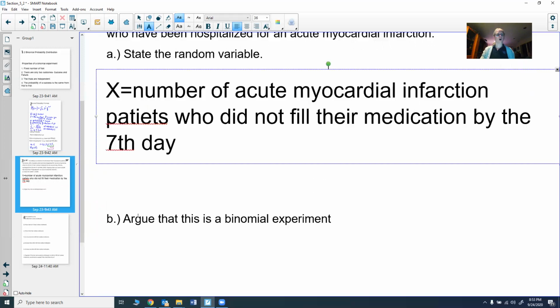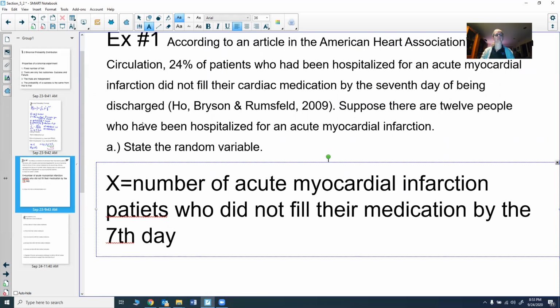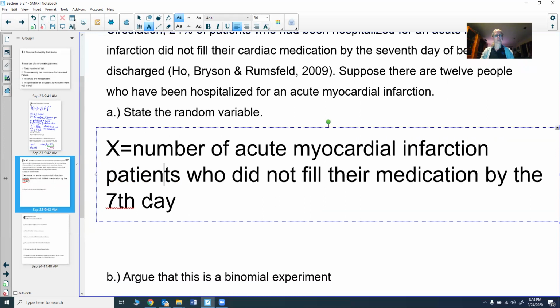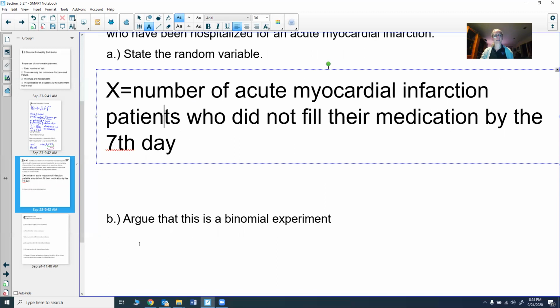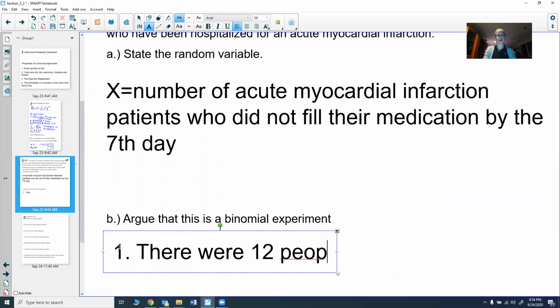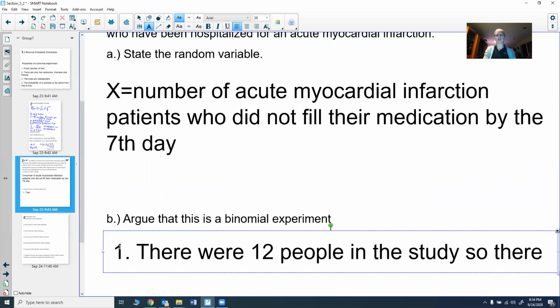One of the things we need to do first is spell patience, right? The next thing we need to do is argue that this really is a binomial experiment. Remember, there are 4 properties of a binomial experiment. The first property is that we have a fixed number of trials. There were 12 people in the study, so there are a fixed number of trials.